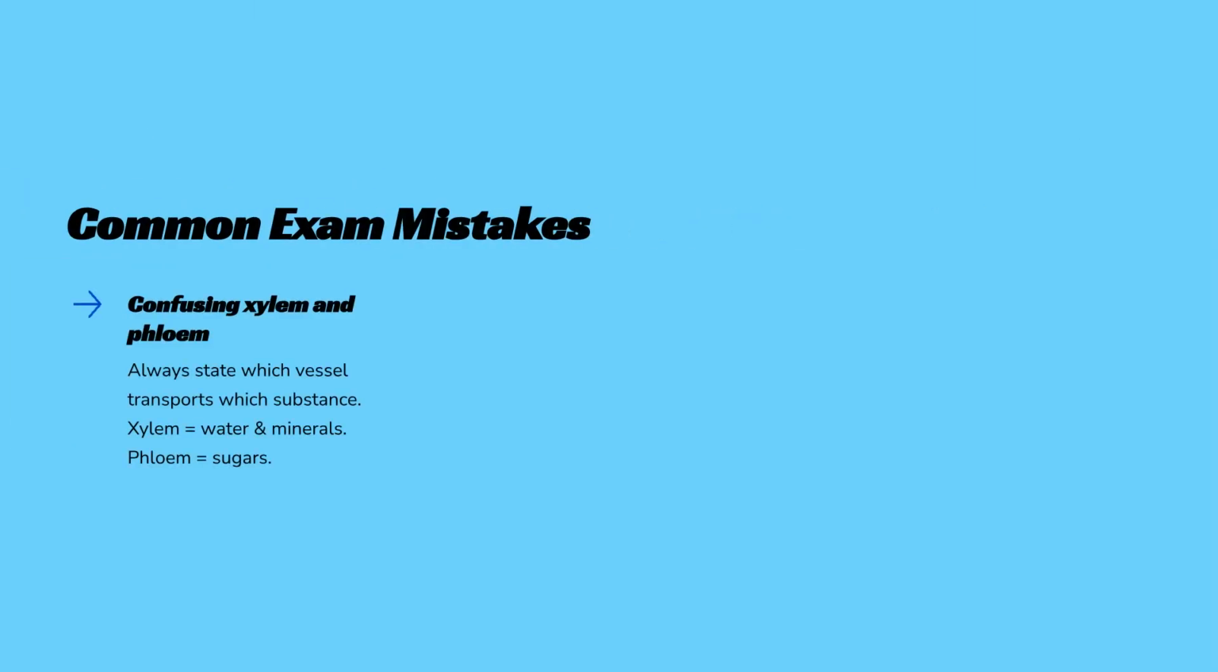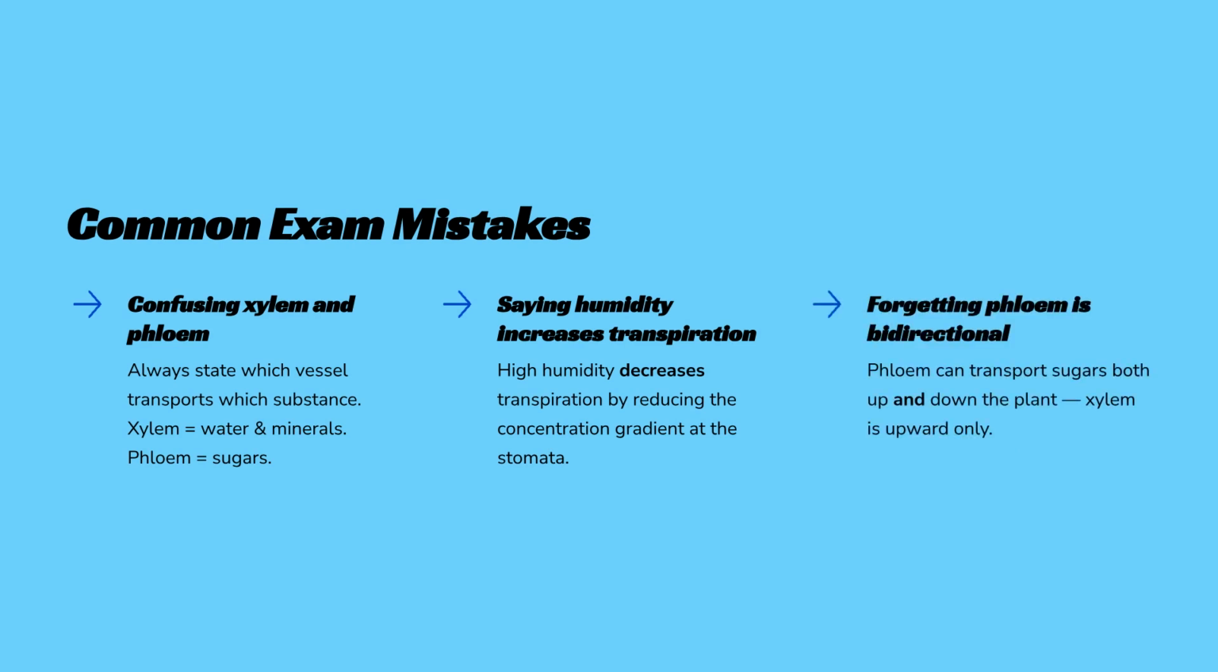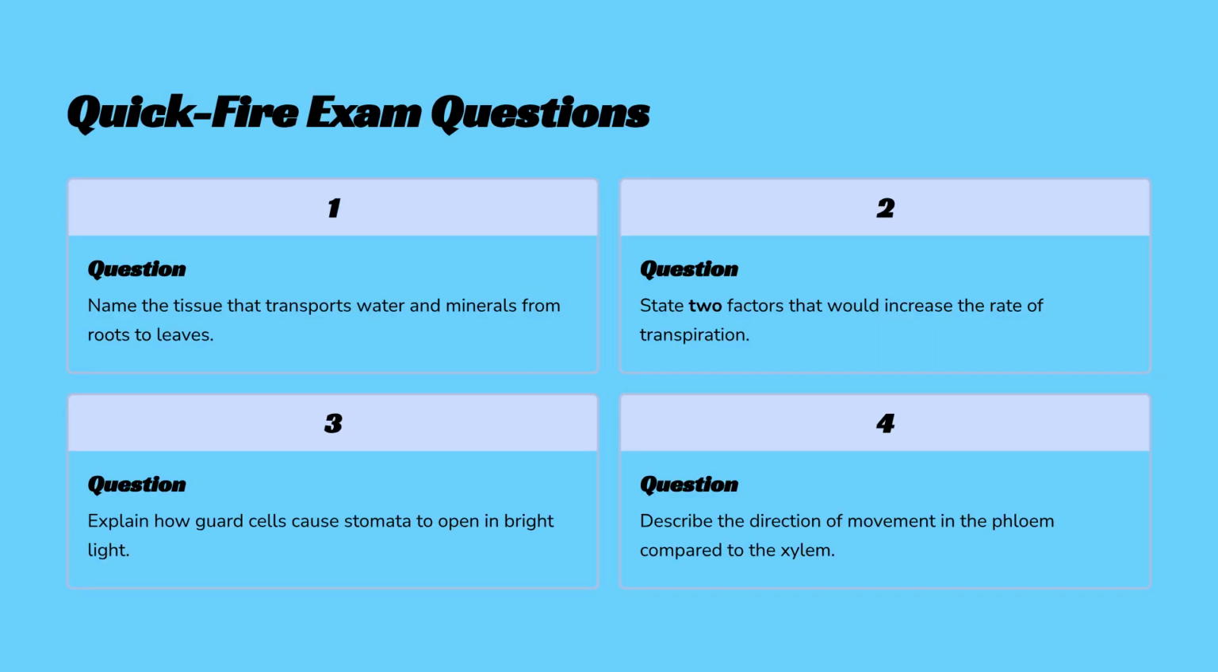Common mistakes include confusing xylem and phloem, forgetting that high humidity decreases transpiration, and not stating that phloem movement is bidirectional. Here are some quick-fire exam questions. Take a moment to think about the answers before moving on.